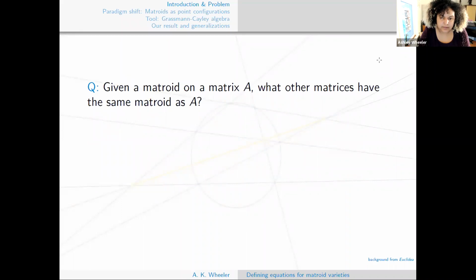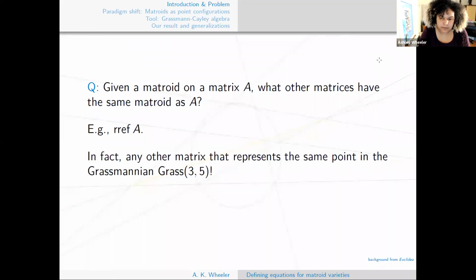All right, so now, given a matroid on a matrix, what other matrices have the same matroid? One example would be the row-reduced form of the matrix, because when you perform row operations, you don't change the determinants of the submatrices of full rank. But in fact, any other matrix that represents the same point in the Grassmannian is going to have the same matroid.